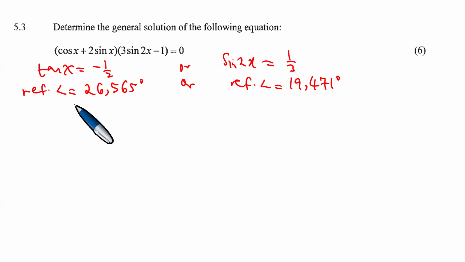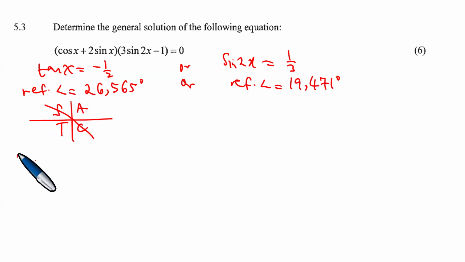There are a couple of things we need to recall here in view of our old friend, the CAST diagram. It is one diagram that must be appreciated so much. With the CAST diagram, we know that the tangent is negative in the second quadrant and also in the fourth quadrant. It is positive in the first and third quadrants. We are interested in the quadrants in which the tangent is negative.